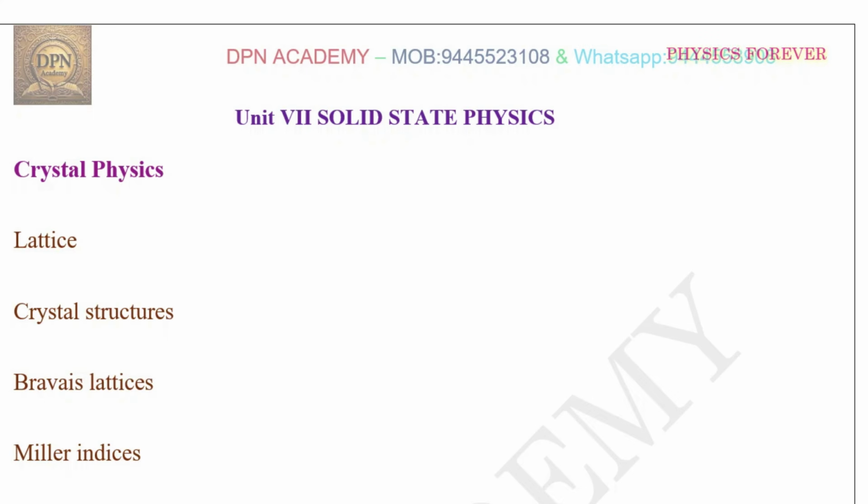So in today's class, Unit 7, solid state physics, we have to discuss crystal physics. There are 4 topics: lattice, crystal structures, Bravais lattice and Miller indices. So today we will see the questions we most expect to come in the exam, the important questions. We will discuss these in today's class, and then move on to the question and answer discussion.